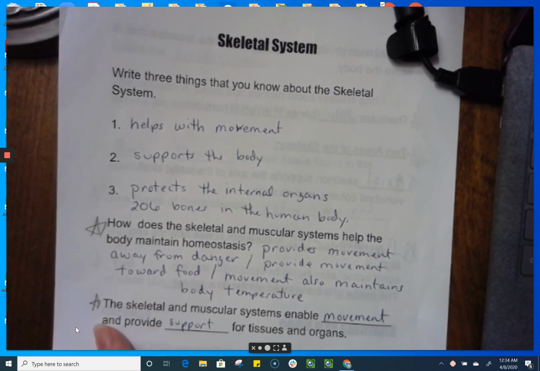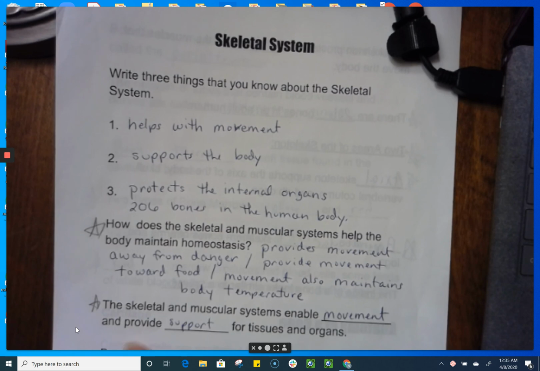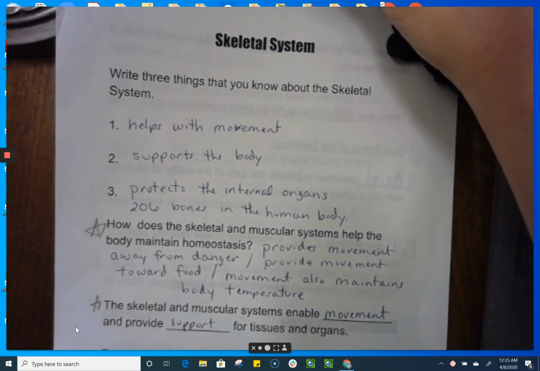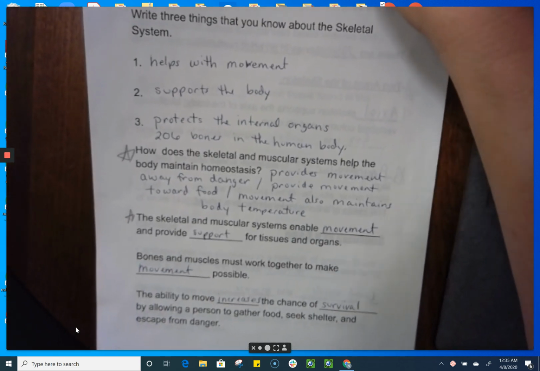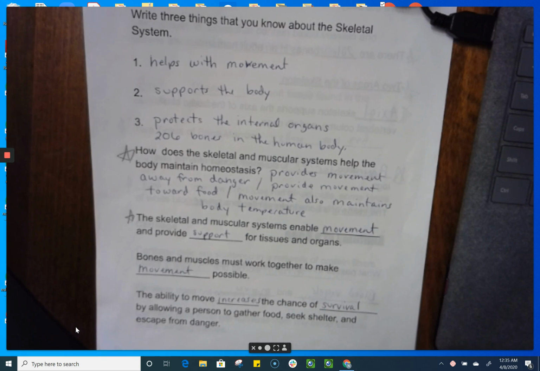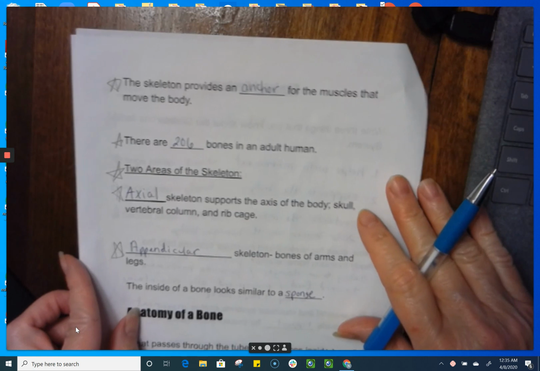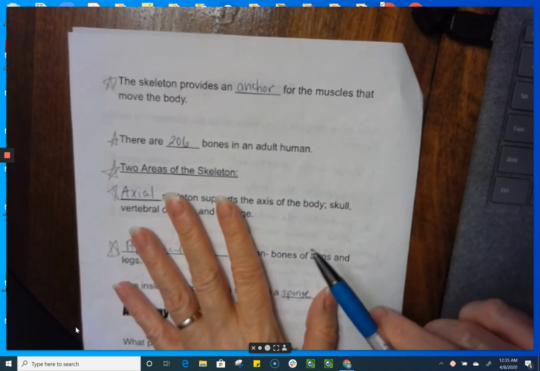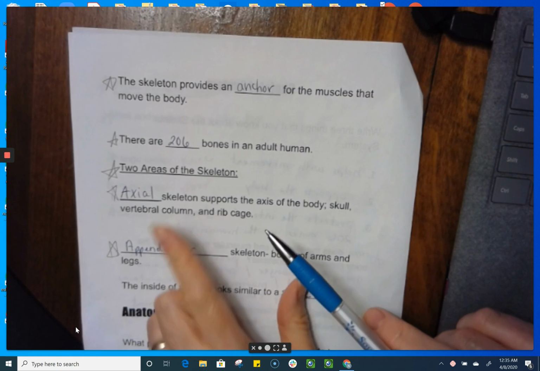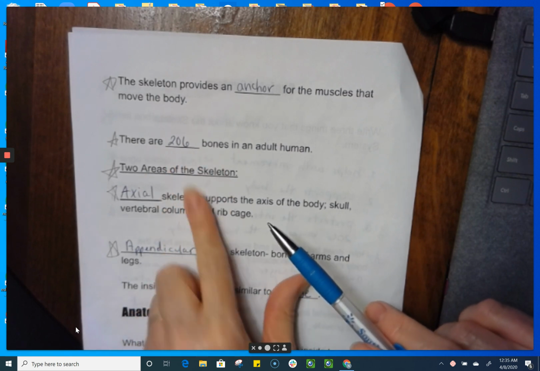This one here also starred: skeletal and muscular systems enable movement and provide support for tissues and organs. Bones and muscles must work together to make movement possible. The ability to move increases the chance of survival by allowing a person to gather food, seek shelter, and escape from danger. The skeleton provides an anchor for the muscles that move the body. Once again, 206 bones in an adult human.